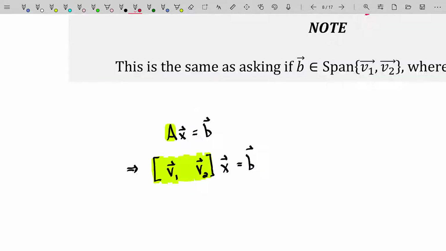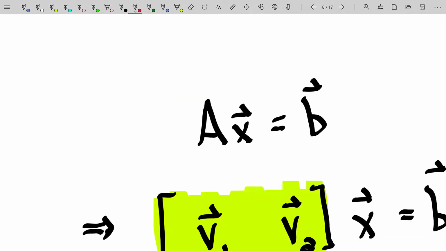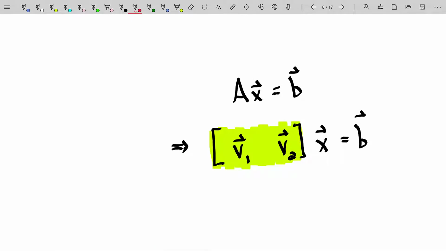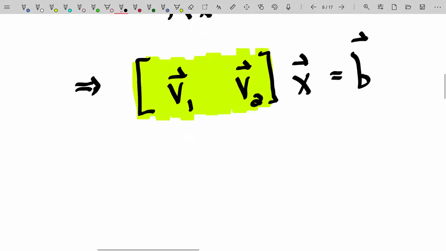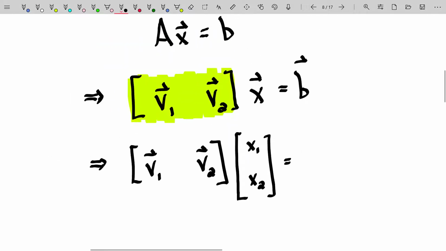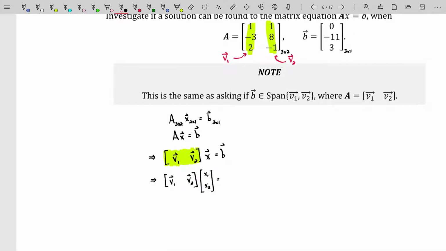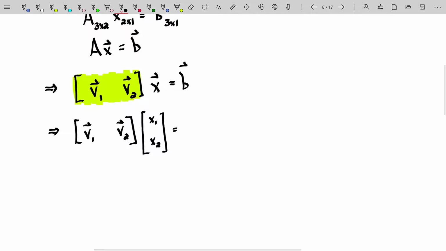You should also recall that for this matrix-vector multiplication to be properly defined, the size of the matrix A, which is 3x2, 3 rows by 2 columns, should dictate the size of the column vector X. Let's see why that's true here. I've written the column vector X as X1, X2, or X sub 1, X sub 2. And by the way, I should write in what vector B is: 0, -11, 3. So let me write that in there.